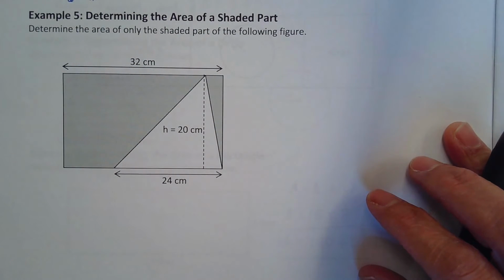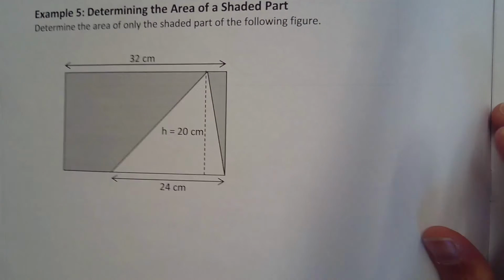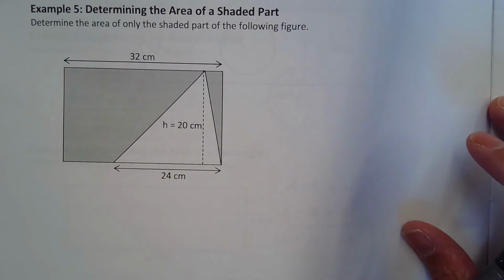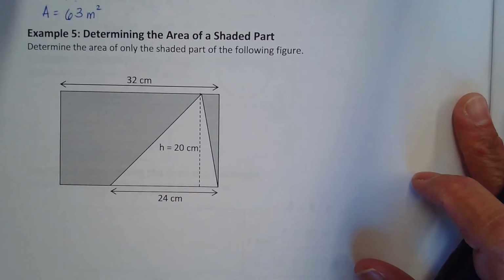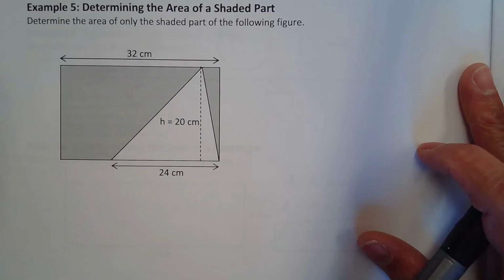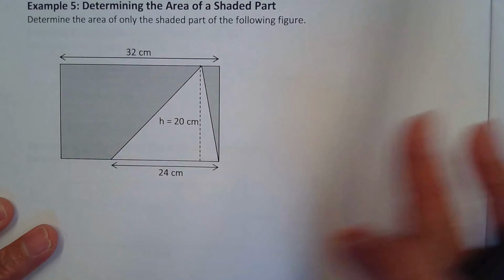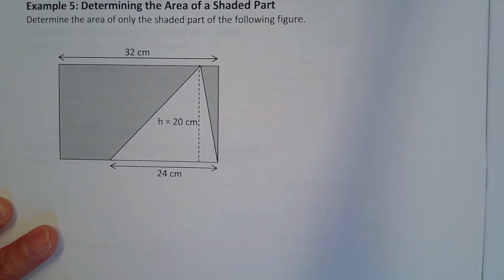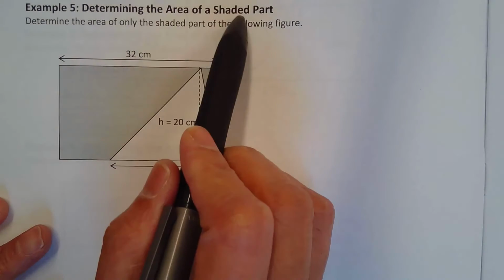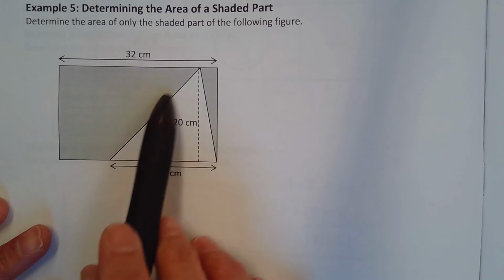Okay, so we're just going to continue on with our geometry lesson on area. Yesterday we did examples 1 through 4 on area. Now we're just going to finish up example number 5, and then that's pretty much it. Example number 5 says, determine the area of the shaded part.